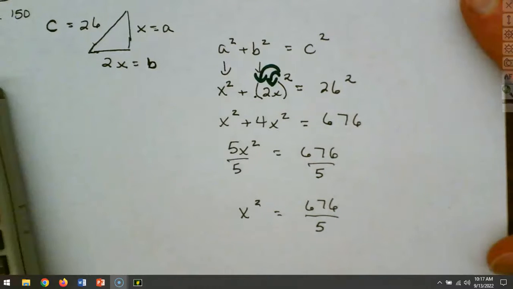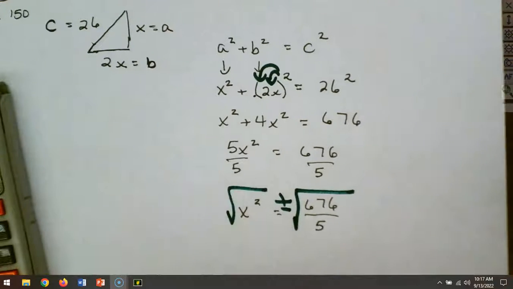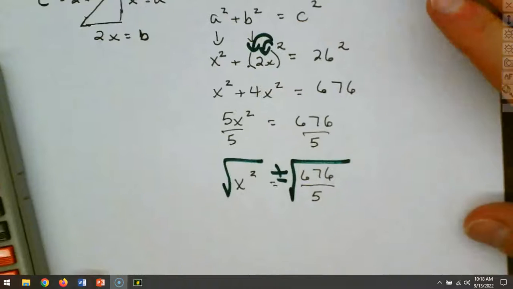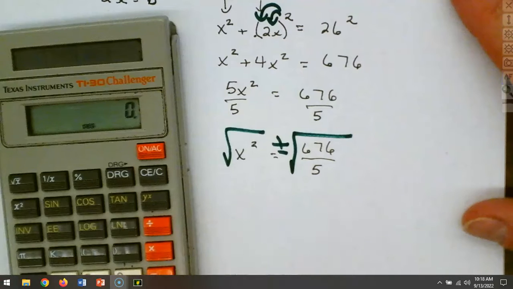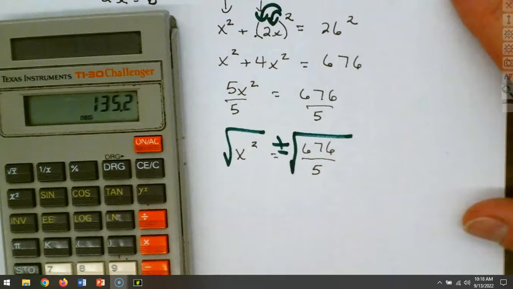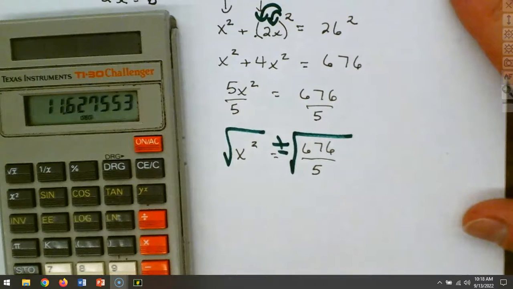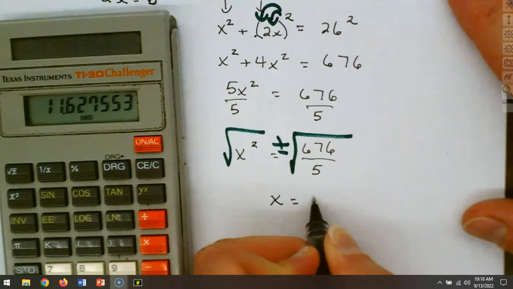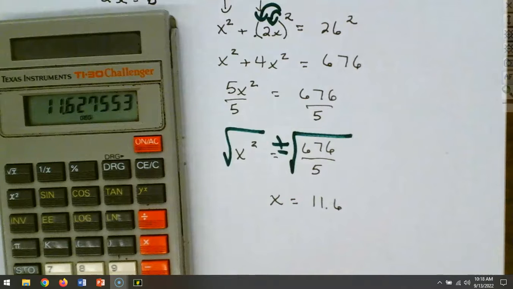So let's divide out and square root. Now, we have a plus or minus, but we only really need the positive case, because we can't have a negative length or width on this triangle. So let's use our calculator. We've got 676. We're going to divide that by 5. Okay, that gives you 135.2. Is everyone all right with that so far? And then we're going to take our square root. Now we're going to round to the nearest tenth. And that comes out to be 11.6 when we round.